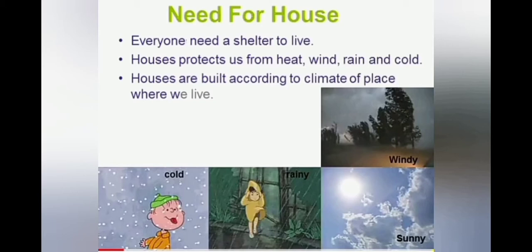Houses protect us from heat, wind, rain and cold. Houses are built according to the climate of the place where we live. So we see different types of houses in different places, right? Some are different houses like kacha house and pakka house.